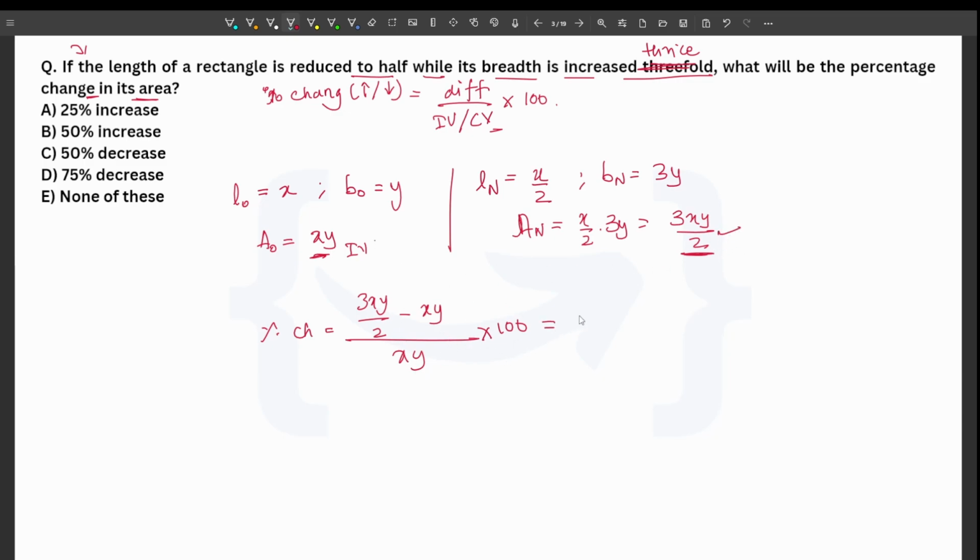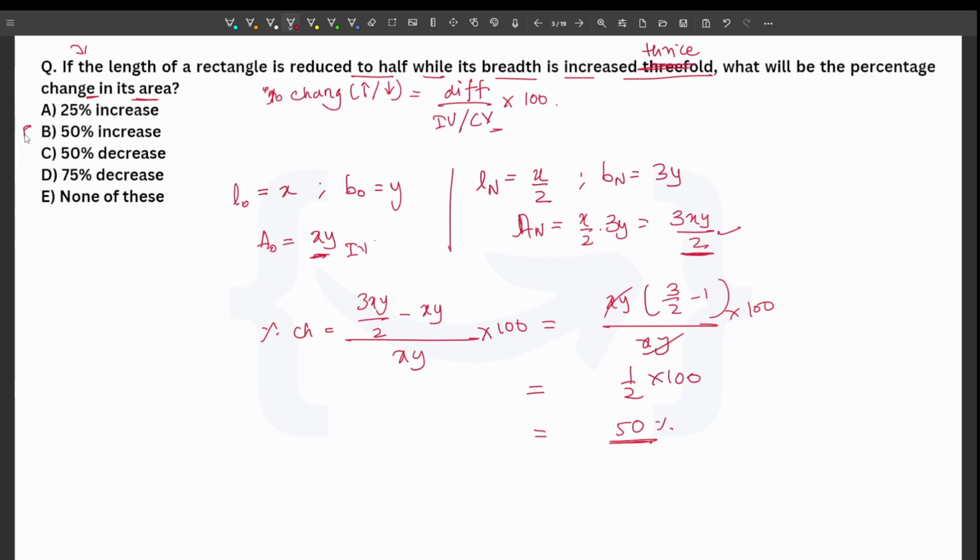Apply in the formula, what would it be? XY will come as common. It will become 3 by 2 minus 1 divided by 1, into 100. So XY will go away. 3 by 2 minus 1 will be 3 minus 2 by 2, which is 1 by 2 into 100. So if it is 1 by 2 into 100, 50% will come. Now the change we got is a 50% change.